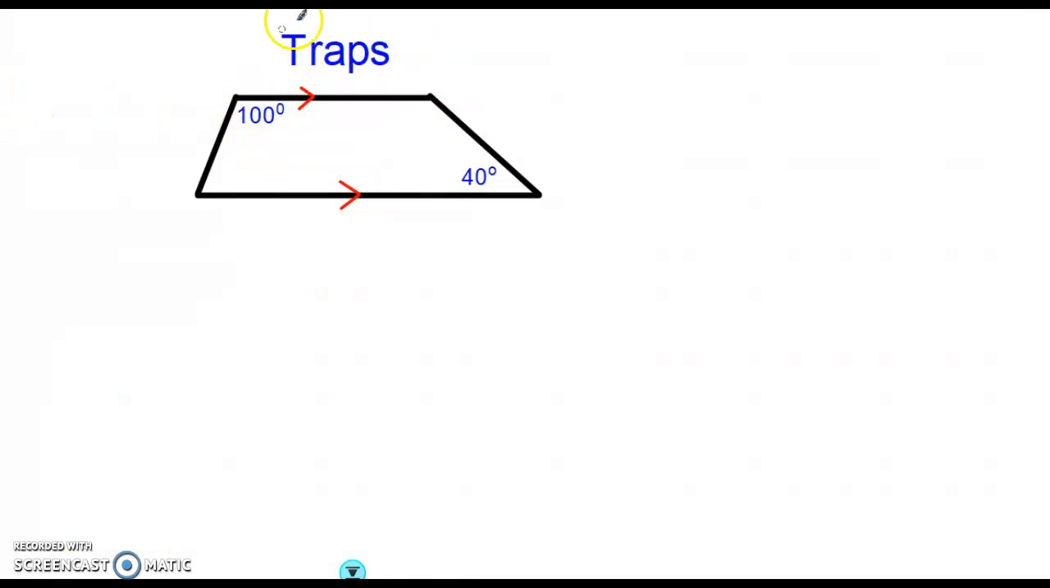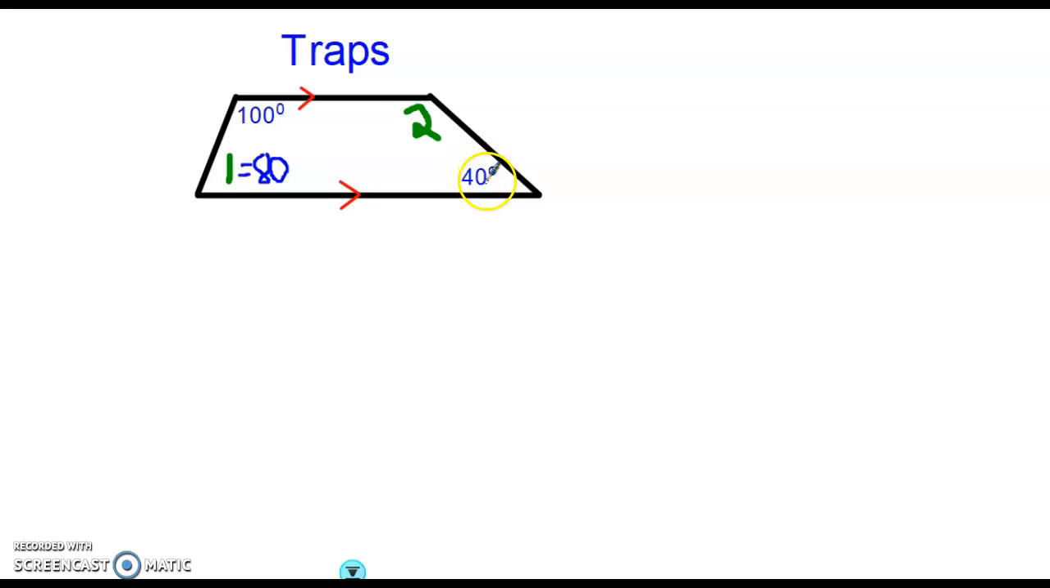Here's an example. Here's just a trap. So I would like to know what this angle 1 is right there. Also, tell me what angle 2 is. These are the type of problems that are going to be coming up. Well, one of the properties says that these two angles have to add up to 180. Well, if that's true, then this guy, angle 1, must be 80 degrees because we already have 100.